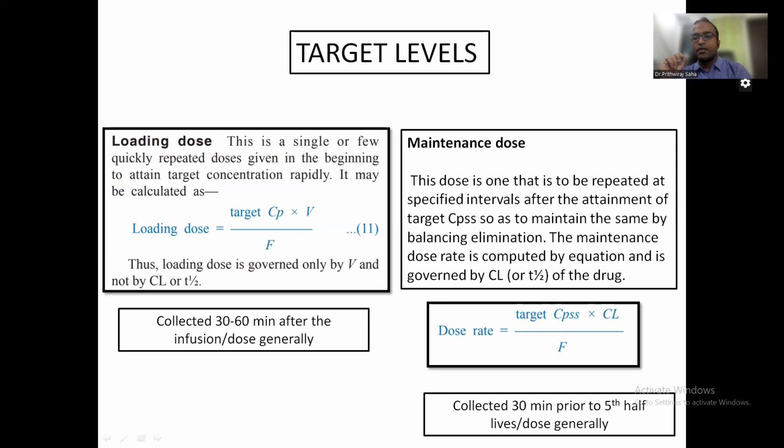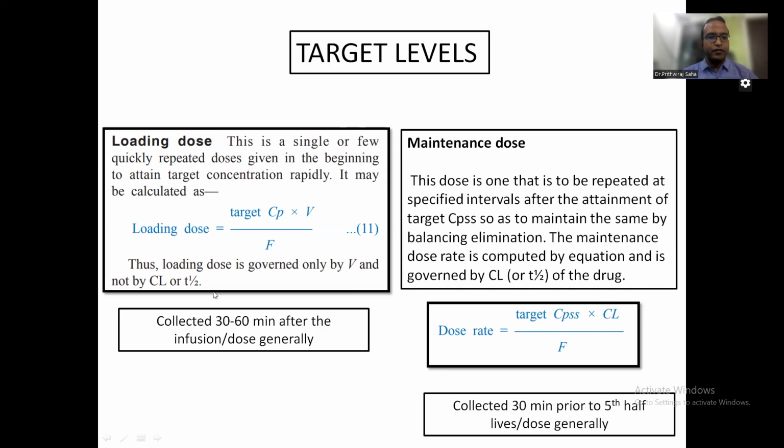And number two, what is written here, collected 30 to 60 minutes after the infusion and collected 30 minutes before: these are not the loading dose and maintenance dose. Pardon the mistake in the slide. These are basically the peak concentration and the trough concentration.